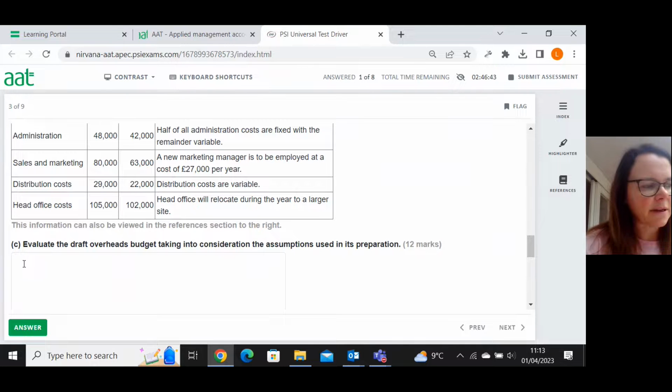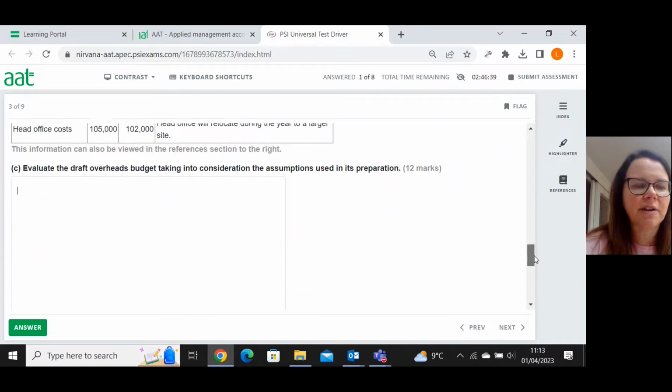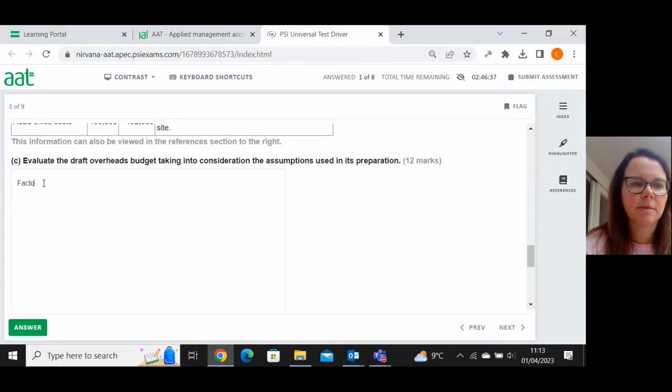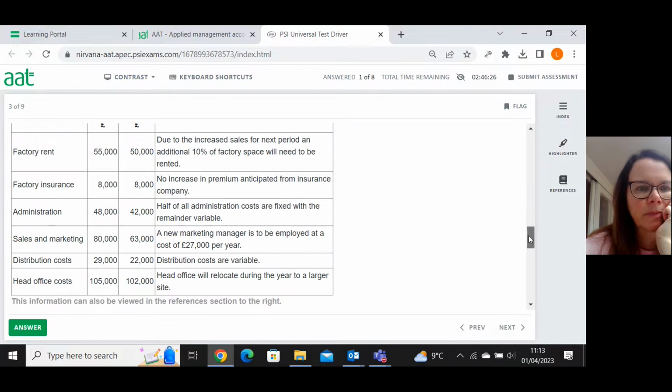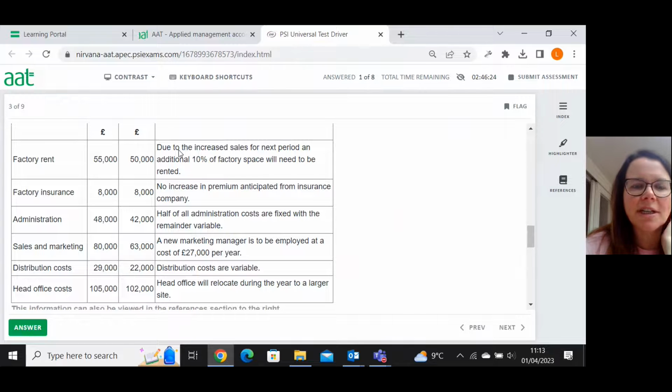Right, so starting with factory rent, I would personally have a little mini heading, and then let's have a look at what they've done. So they've said, due to the increased sales for next period, an additional 10% of factory space will need to be rented.